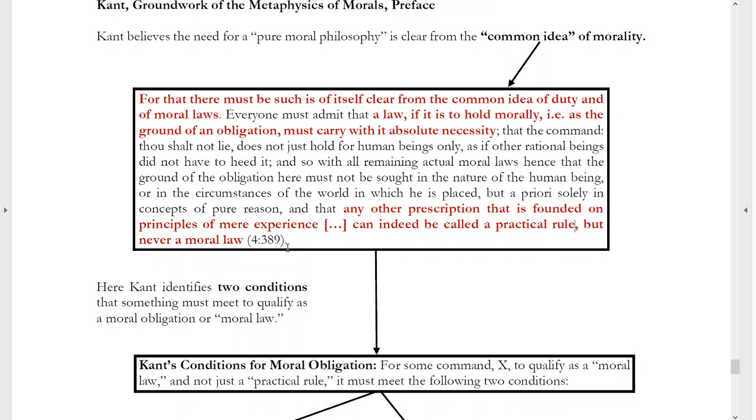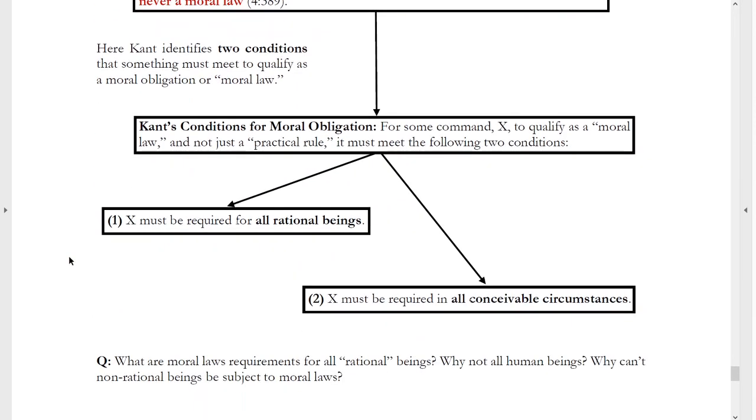But if moral rules are not just guidelines, if they're commands that we are obligated to follow, and that we can't just choose not to follow, then in fact, thou shalt not lie must have a more substantive or forceful obligation for us. And in fact, for Kant, for any rule to even qualify as a moral law, it has to meet two conditions. It must be the sort of rule or law that you think every single rational being must follow.